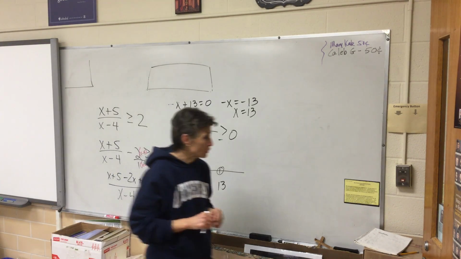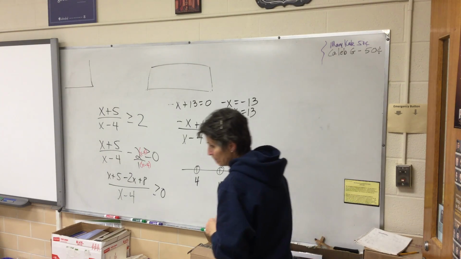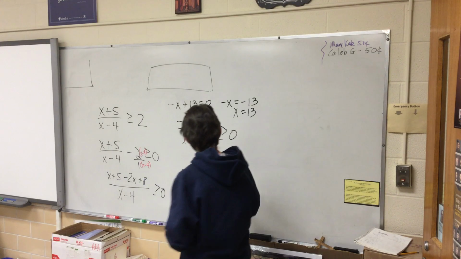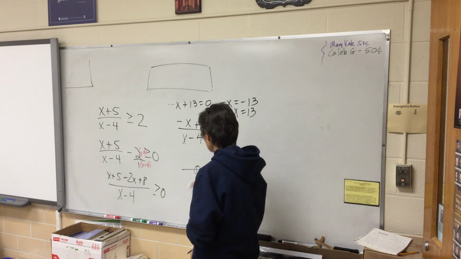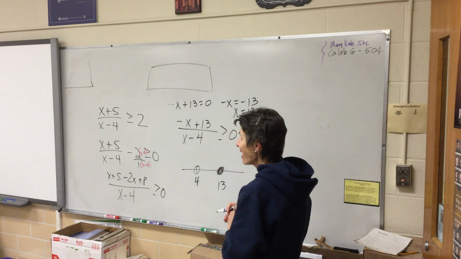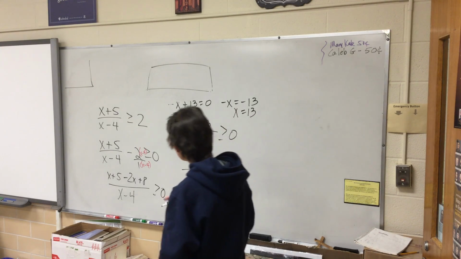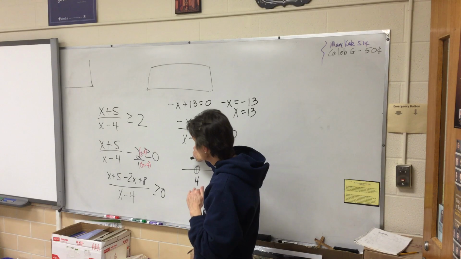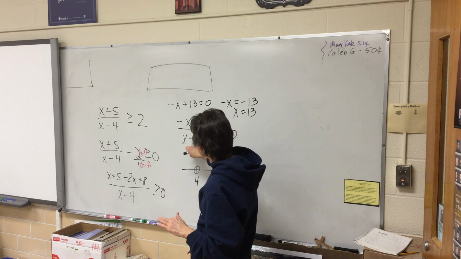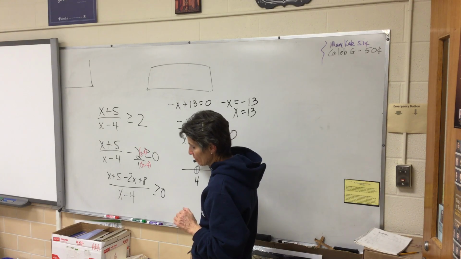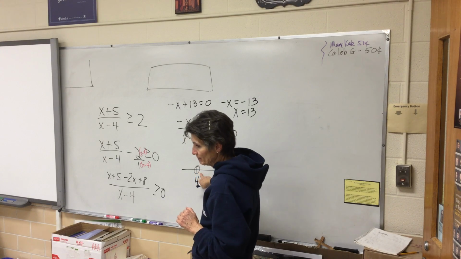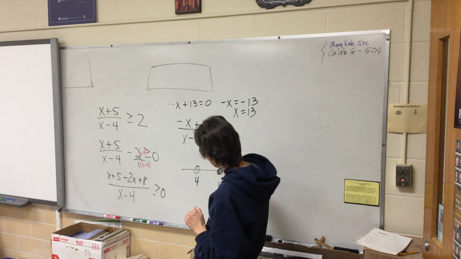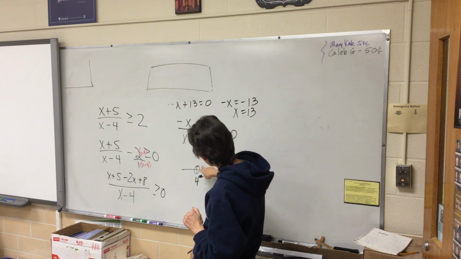Now, should those dots be colored in? Only the 13. Oh, beautiful. Only the 13. Because dots that come from the denominator are never colored in, no matter what. If it's a dot from the denominator, it is open. So because of the or equal to, I'm going to go ahead and color that one in, but not that one.